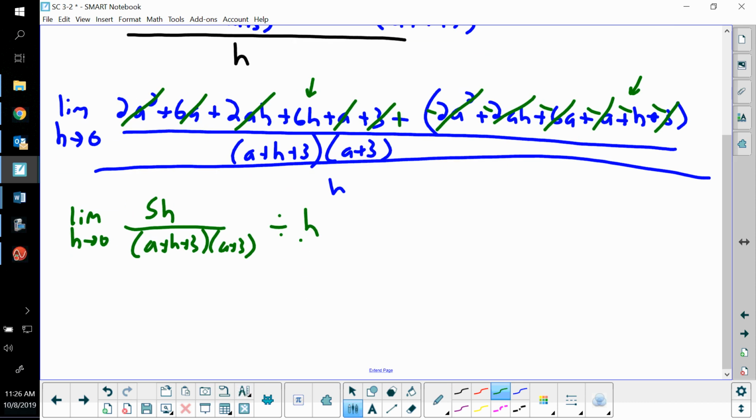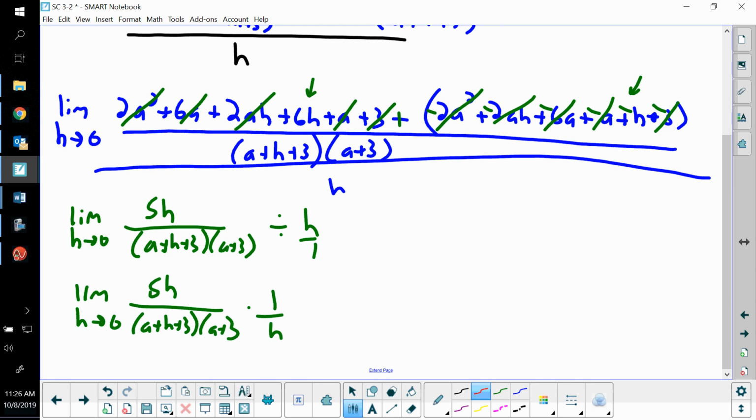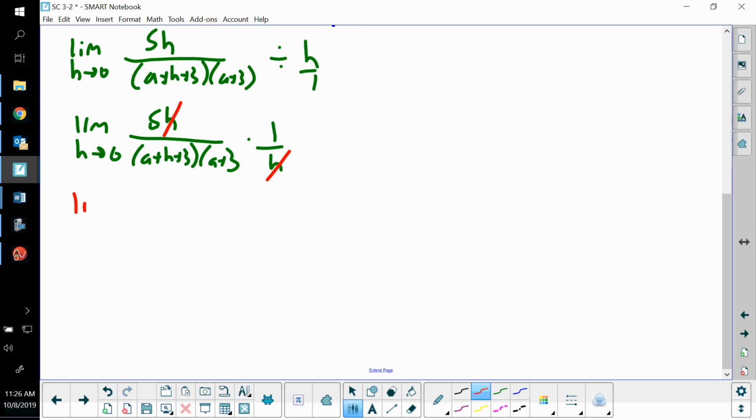So that h is over 1. So this is limit as h approaches 0, 5h over a plus h plus 3 times a plus 3, now times 1 over h. Well, we have an h in the denominator, h in the numerator. Those divide out to 1. That becomes limit as h approaches 0 of 5 over a plus h plus 3 times a plus 3.